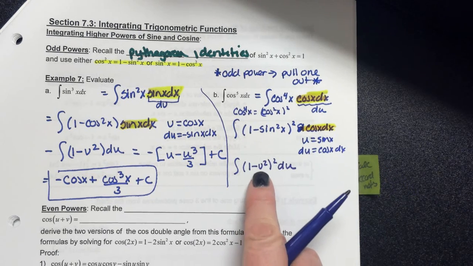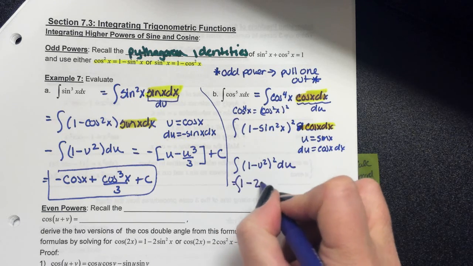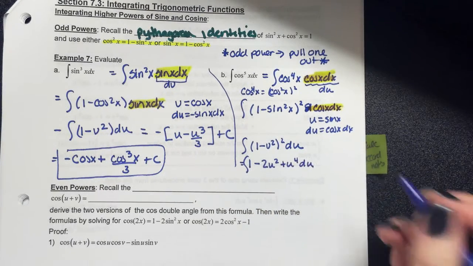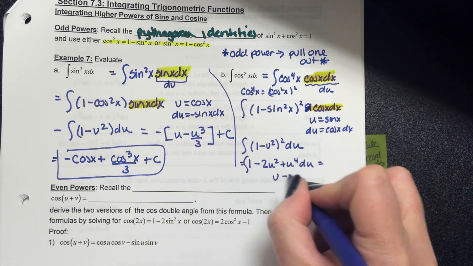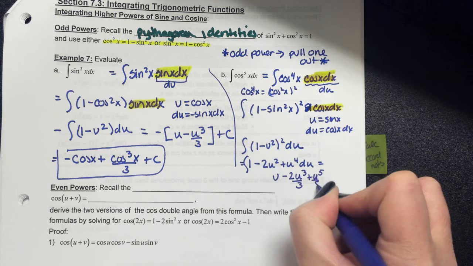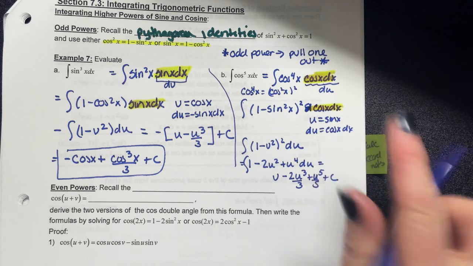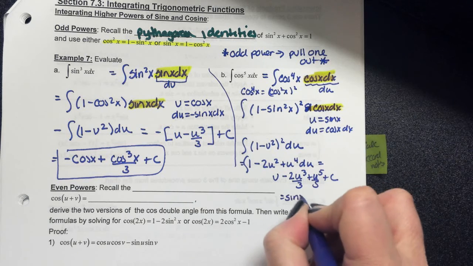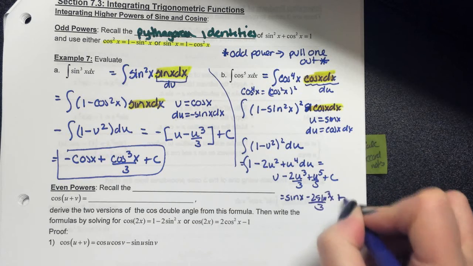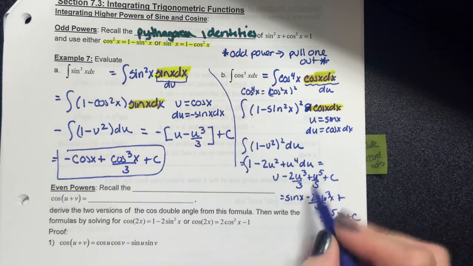Now we are going to have to FOIL the 1 minus u squared before I can integrate. This means 1 minus 2u squared plus u to the fourth du. And now I'm ready to integrate. That's going to give me u minus 2u to the third over 3 plus u to the fifth over 5 plus c. And then I can substitute back in my sine. So my final answer would be sine x minus 2 sine to the third x over 3 plus sine to the fifth x over 5 plus c.